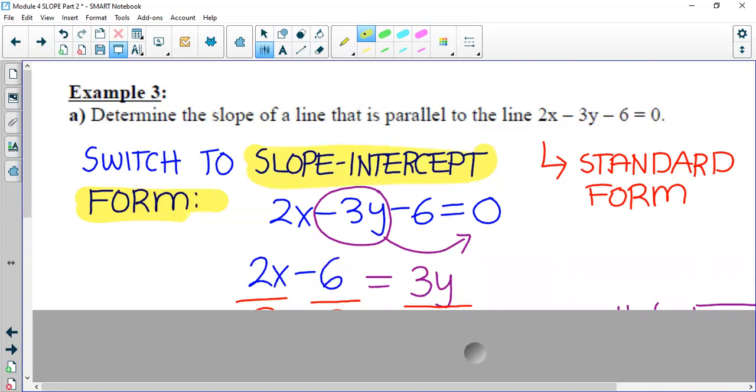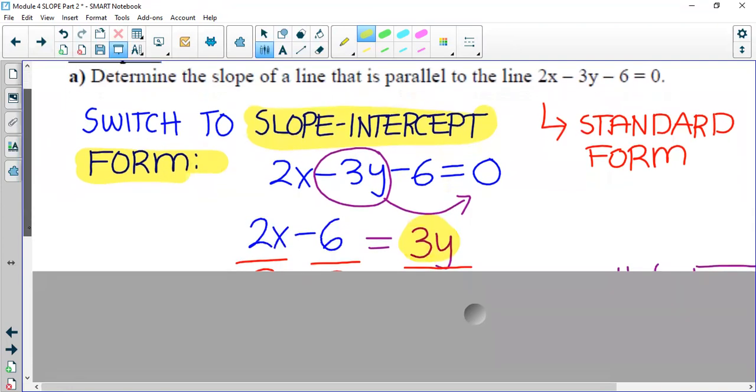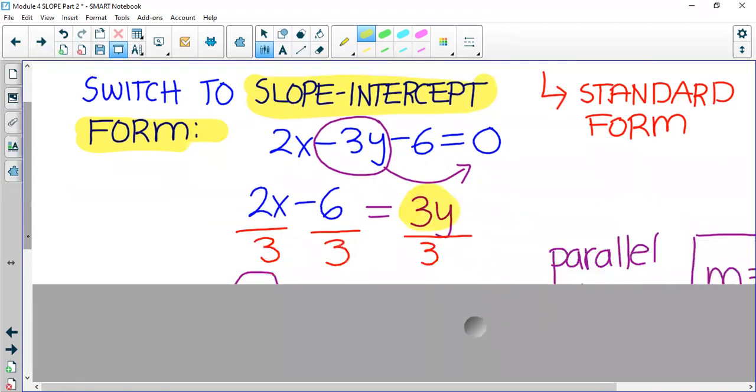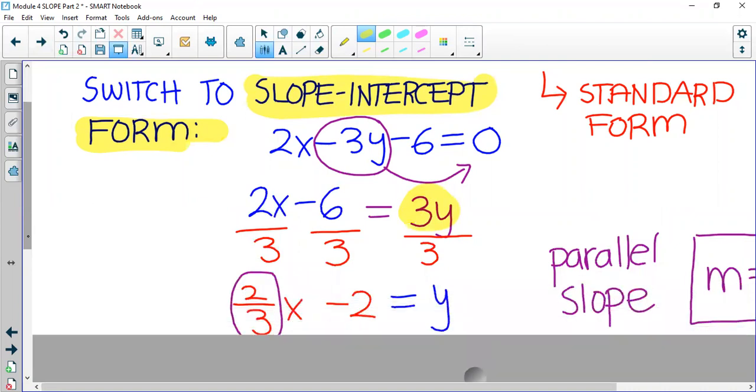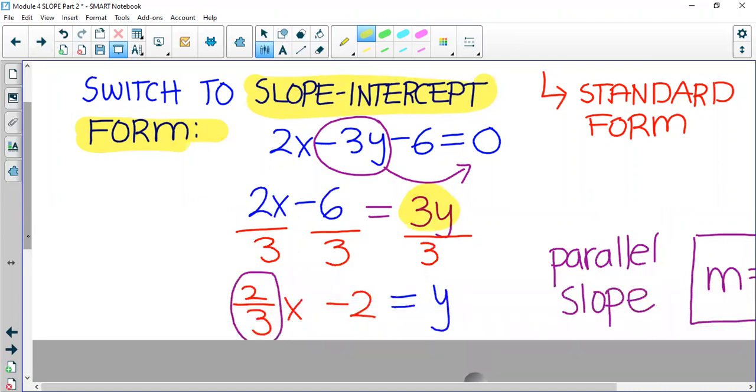I have now isolated 3y, but how do I get my equation from 3y to y by itself? What can I do, Jennifer? Yes, we want to divide every term in the equation by 3. So that means y is equal to positive 2/3x minus 2.